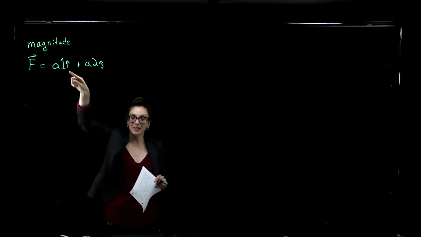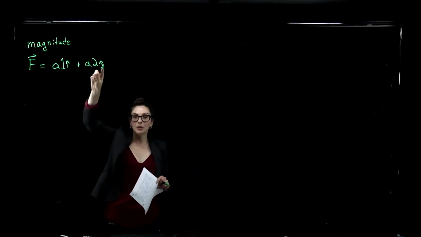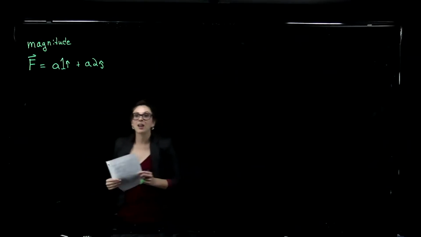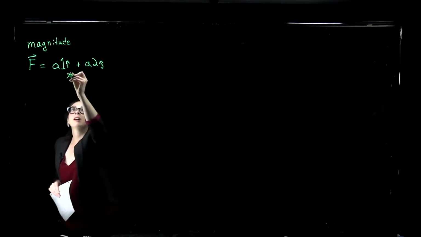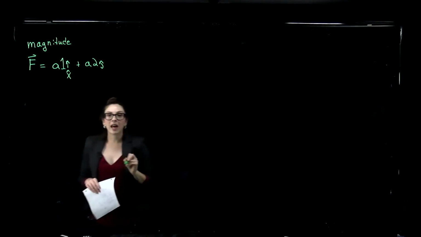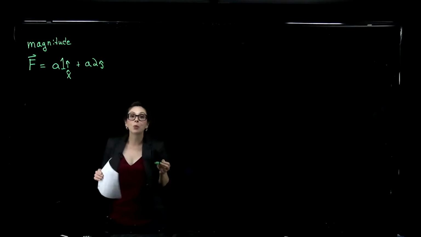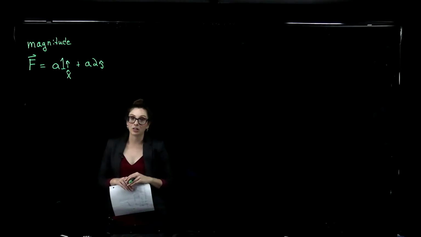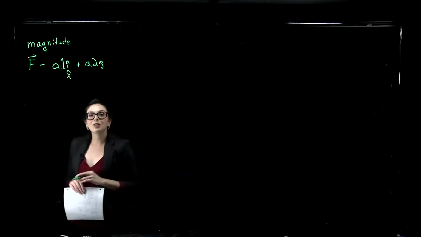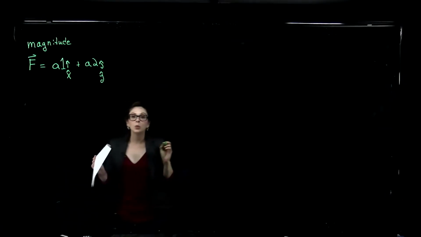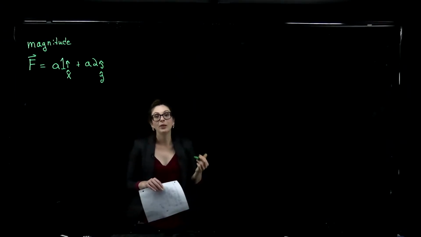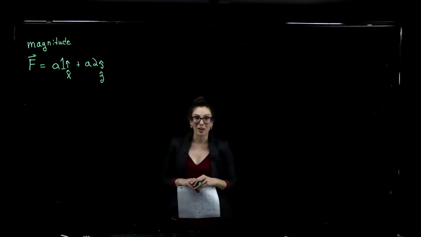That's what this little thing is. It's a lowercase letter I with the hat on top of it, plus A2 J hat. Okay, so what did the I hat and J hat mean? I hat you can also think of as X hat. That means that's the component of your vector in the X direction. J hat you can think of as Y hat. And Y hat, that's the component of our vector in the Y direction.